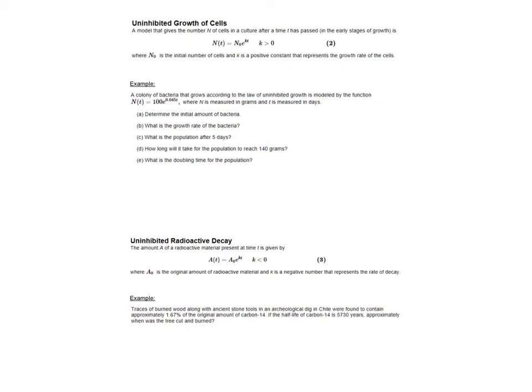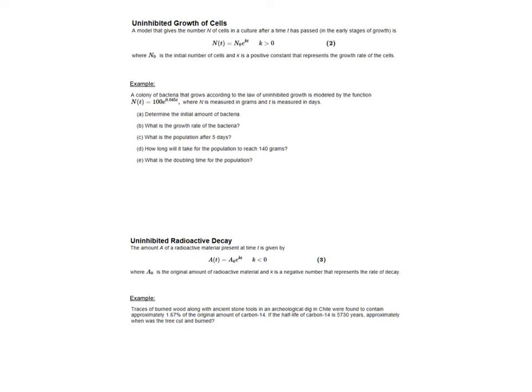So we're going to look at an example of each of these. When we look at growth, same idea: k is greater than 0. When we look at decay, k is less than 0. It does not matter what letters they use. In this first one, they're using N for the number of cells. In our last one, they're going to be using A for radioactive. It does not matter what letter they're using.